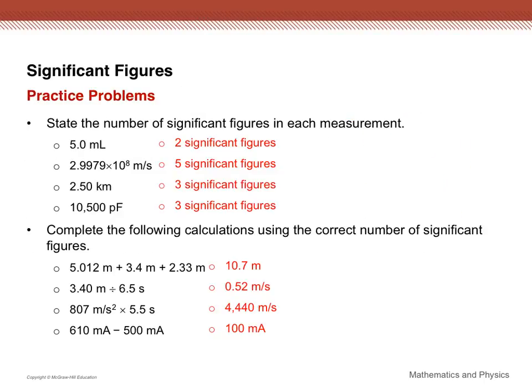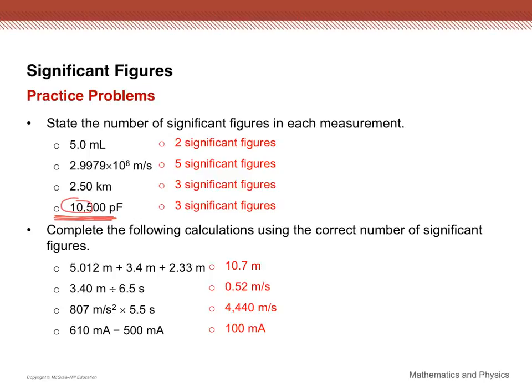You can take a moment and look at these practice problems here by stating the significant figures in each measurement, and you see the answers are listed in red. So this 5.0 milliliters has 2 significant figures because that 0 after the decimal place is significant. That is not just a placeholder, like in this 4th example where 10,500, those 2 zeros are placeholders, so we only have 3 significant figures.